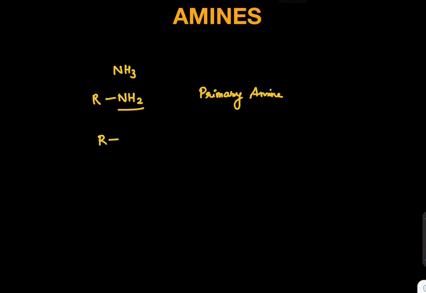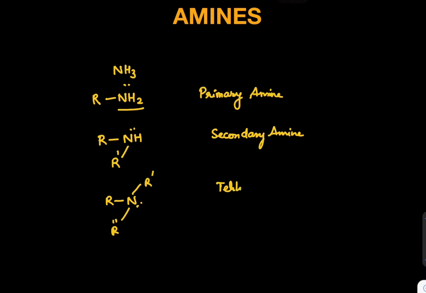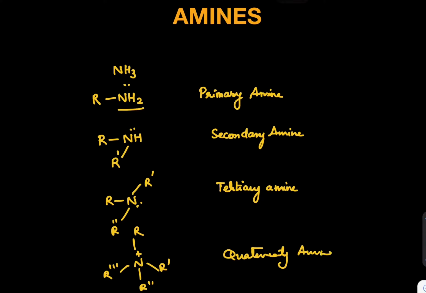When I replace two such hydrogens and I put groups like R and R prime, then it is called secondary amine. Okay, secondary amine. Similarly, we can draw removal of all three and we can put three groups here, and definitely lone pairs are present everywhere. This is called tertiary amine. And if you replace all four of them and put four groups, then it is called quaternary amine. So primary, secondary, tertiary and quaternary.